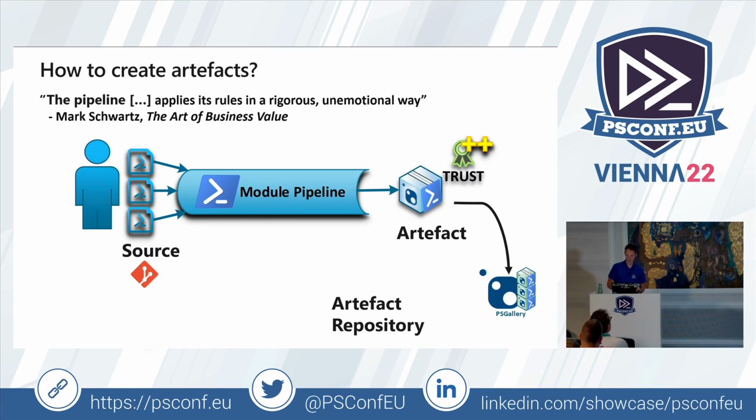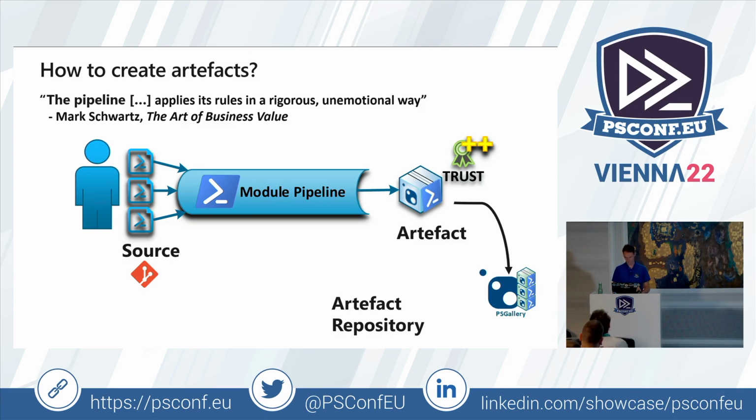So if we are thinking about the release pipeline in a PowerShell module release pipeline, then we have this quote here from Mr. Schwartz: "The pipeline applies its rule in a rigorous, unemotional way." So we have defined the pipeline just once. We have a process where we have defined how we want to create our artifact and then promote it to the various environments. And this happens always in exactly the same way. So regardless of my personal mood, my situation, my tiredness maybe in the morning, this always works the same. And that guarantees me that the change is actually in production as we want it to be.